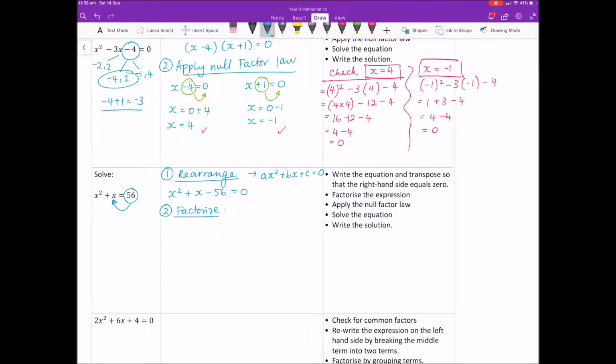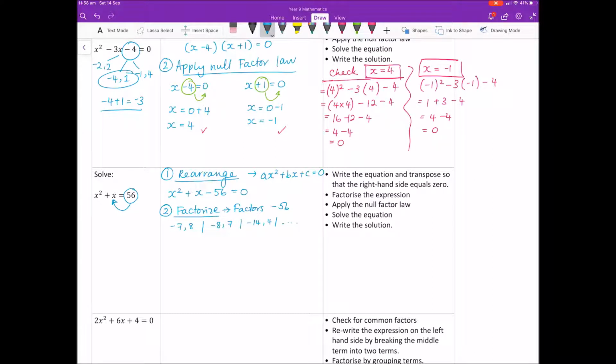So we're looking for factors of negative 56. They can include negative 7 and positive 8. We could have negative 8 and positive 7. We could have negative 14 and 4. And there are other possibilities.